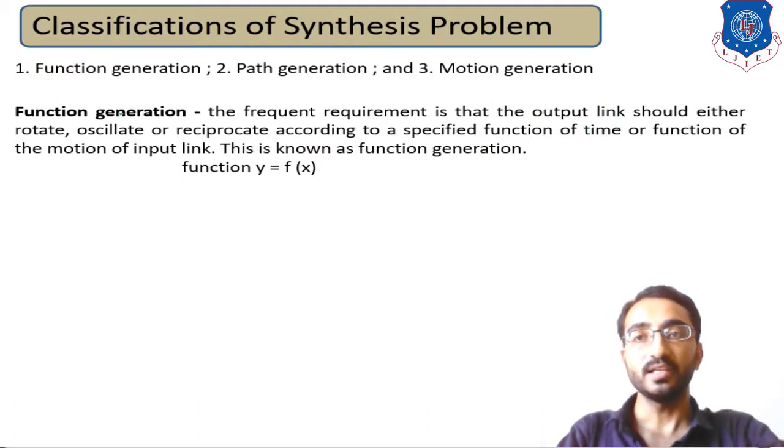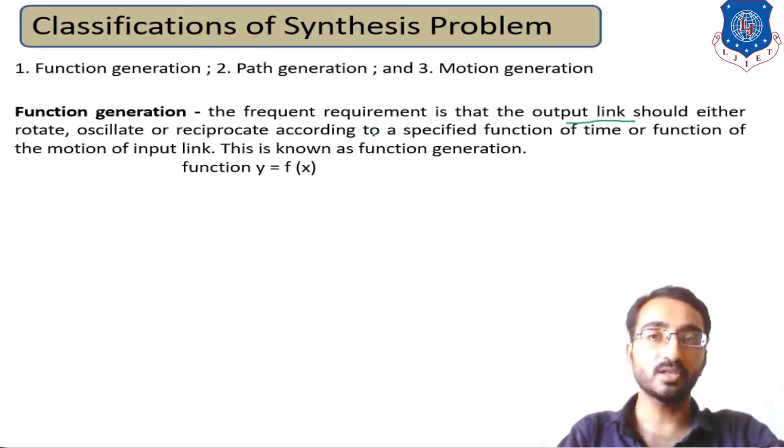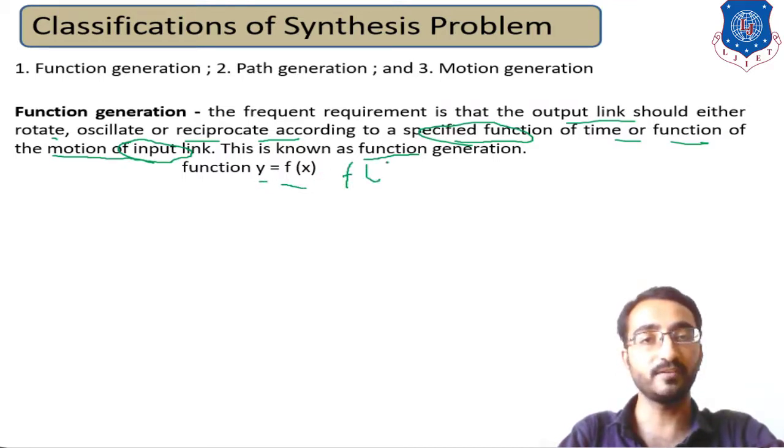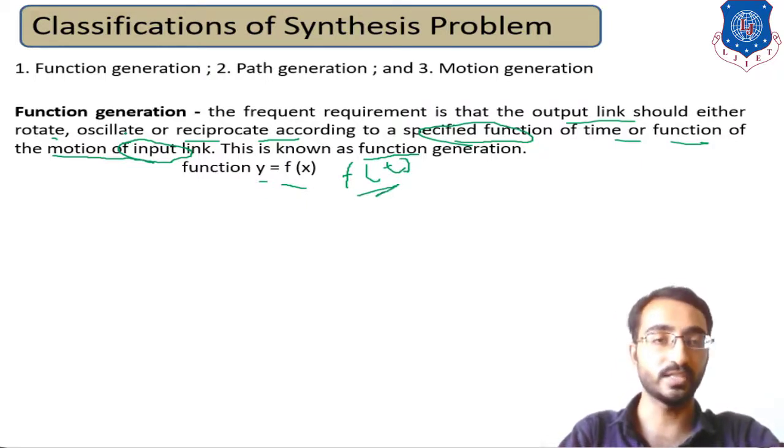So in function generation, the requirement is that the output link should rotate, reciprocate or oscillate according to a specific function of time or function of the motion of the input link. Then this method is known as function generation. For example, if you are considering y is equal to f of x, or y is equal to f of t, a function of time, all of these are known as function generation.